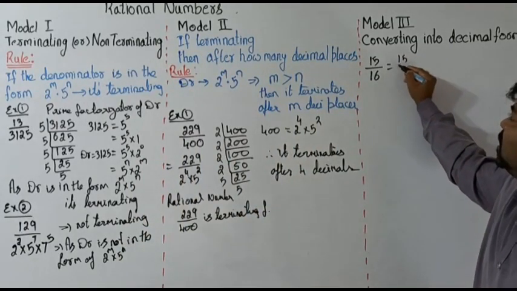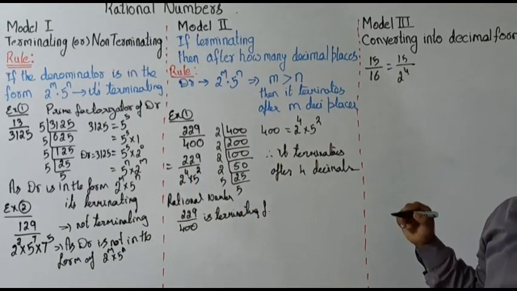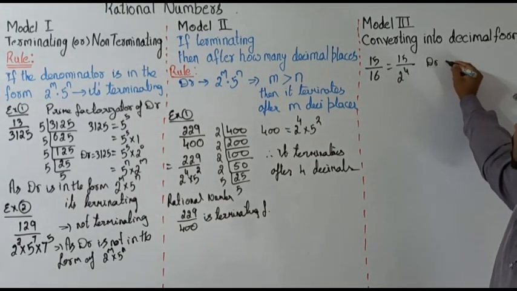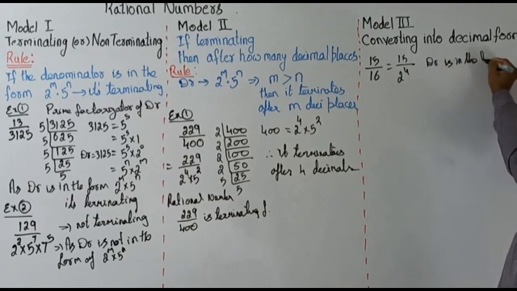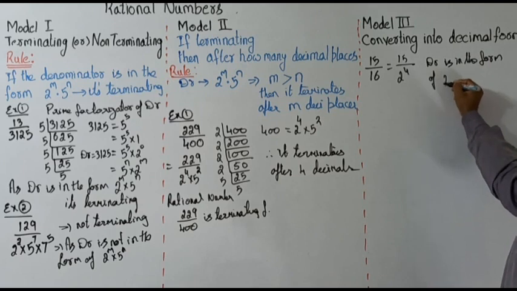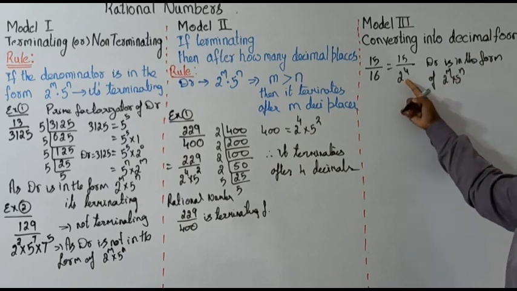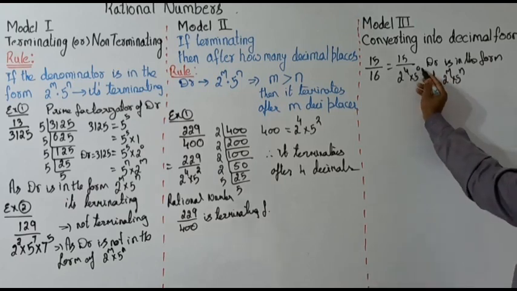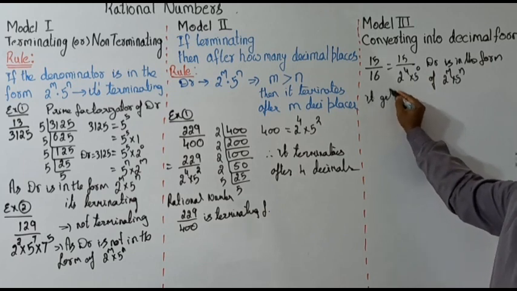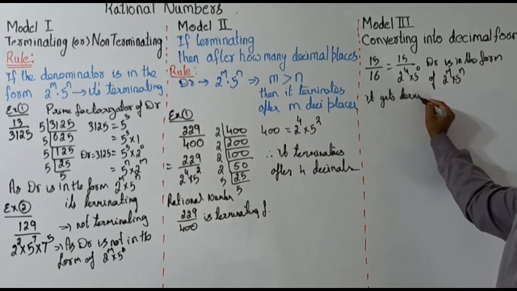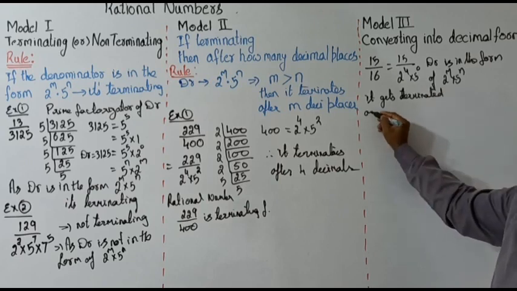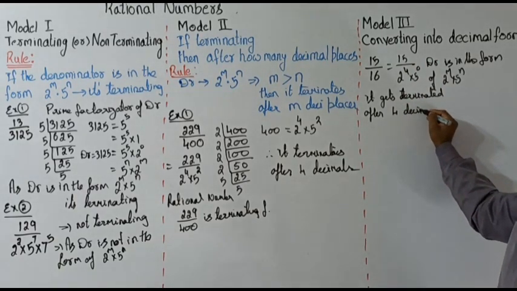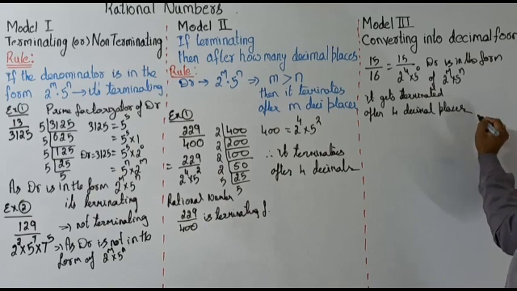Now see here, 16 is nothing but 2 to the power 4. 2 2s are 4, 4 2s are 8, 8 2s are 16. Is it terminating? Yes, the denominator is in the form of 2 to the power m into 5 to the power n. Of course, if it doesn't have 5, it is nothing but 5 to the power 0. You have to remember. Out of these two, which is the highest? Of 4 and 0, it is 4. It terminates after 4 decimal places.